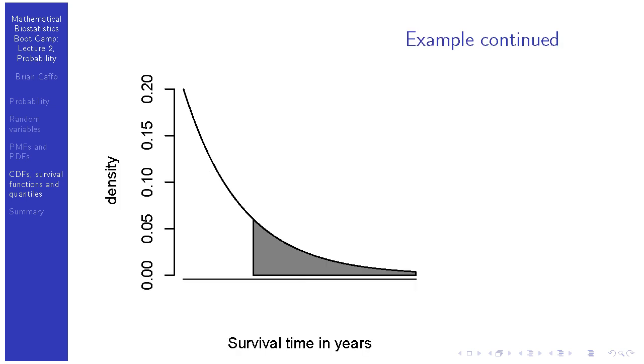Let's go through these concepts again with the density that we've been looking at, this exponential density. Suppose we wanted to find the 25th percentile of the exponential survival distribution. What we want is to find the point x on the horizontal axis so that the white area to the left of it is 0.25.